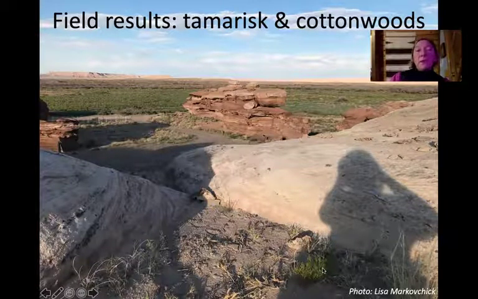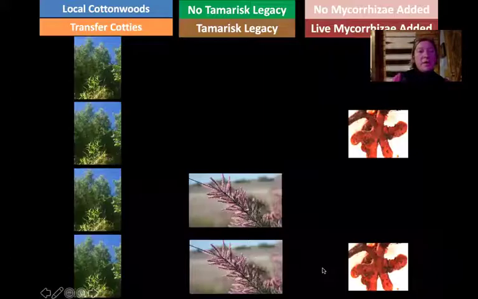We worked out on the Little Colorado River doing tamarisk removal and cottonwood and willow restoration. And we set it up in this way. So we had either local cottonwoods from a nearby population or the site itself. And then we had what we called transfer cottonwoods, which were from a slightly warmer area, slightly further away from the site that we were restoring.